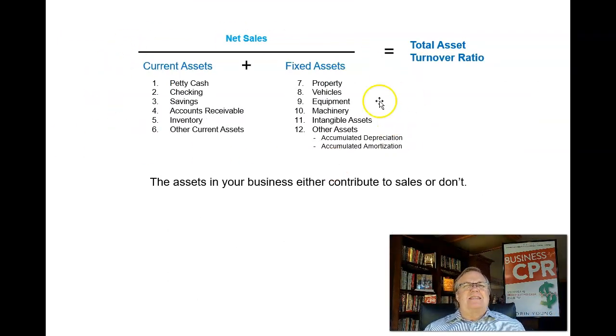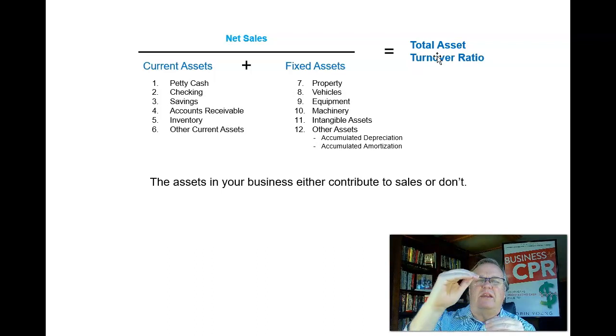Think about it this way. You've got all of these assets that exist within a business. These come off the balance sheet, and these are the most common asset areas. You divide that into your net sales, and that will tell you your total asset turnover ratio. If this number is greater than 1, then your assets are contributing more than $1 to sales. If this ratio is below 1, then your assets aren't carrying their full value in your sales processes.